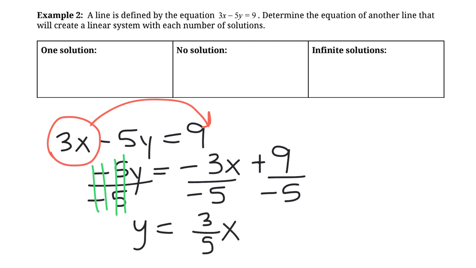I also know that two negatives make a positive, so this is actually positive 3 over 5x. And then I've got 9 divided by negative 5. That's not going to reduce any further, so I'm just going to leave it as negative 9 over 5. Again, a positive and a negative makes a negative.